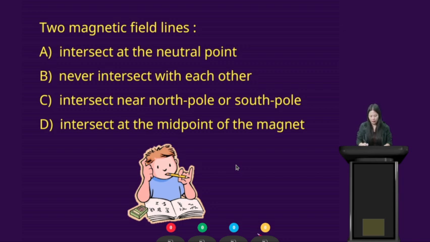Your time starts now. So the question is, two magnetic field lines: option A, intersect at the neutral point. Option B, never intersect with each other. Option C, intersect near North Pole or South Pole. Option D, intersect at the midpoint of the magnet. So which of these options is the correct answer? Yes, students.